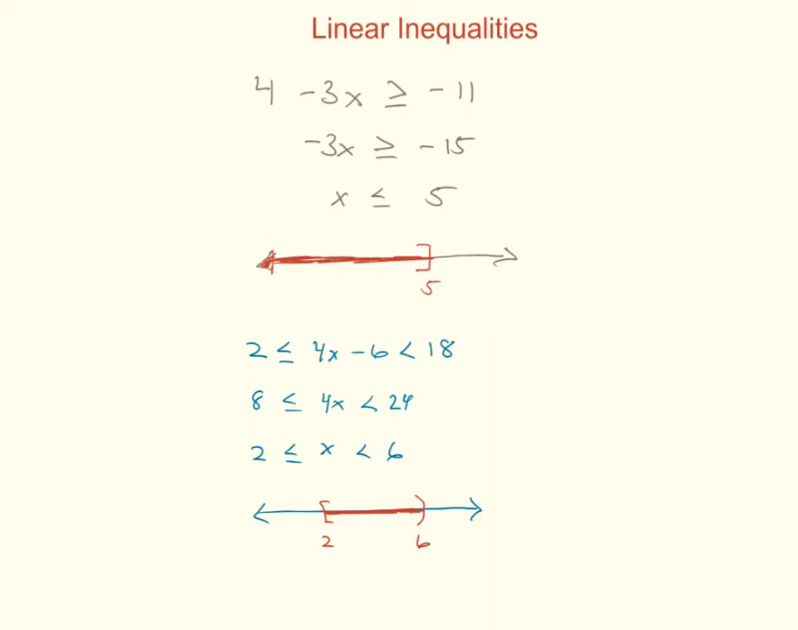So in this case, I have 2 less than or equal to 4x minus 6 less than or equal to 18. Again, I want to get the x by itself. The one thing that's going to happen is I have to add 6 to everything. When I add 6 to the 2, I get 8 less than or equal to. When I add 6 to 18, I get 24. So I have 8 less than or equal to 4x less than or equal to 24. We divide by 4. I get 2 less than or equal to x less than or equal to 6. And that would be my solution.